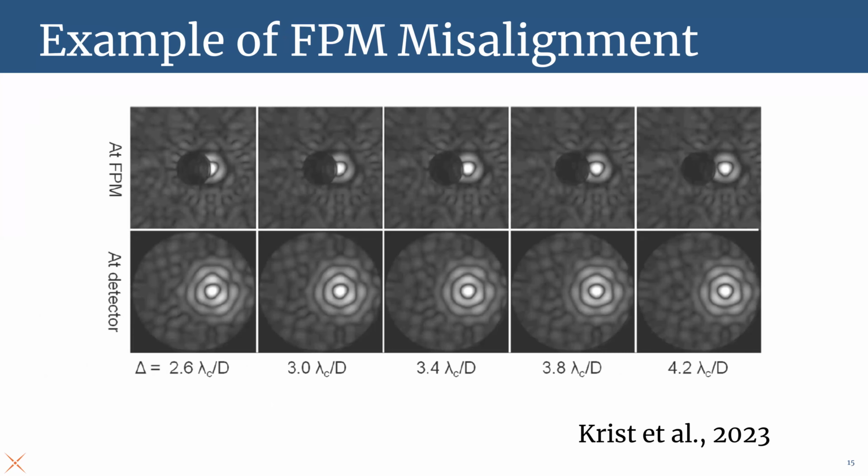As a quick example of what I mean by these misalignments, for a focal plane mask, this is showing the PSF at various off-axis positions with respect to the focal plane mask. This is a bit dramatic, but in general, when you misalign the PSF, you end up with more of these quasi-static speckles in your final image, and that becomes difficult to remove.